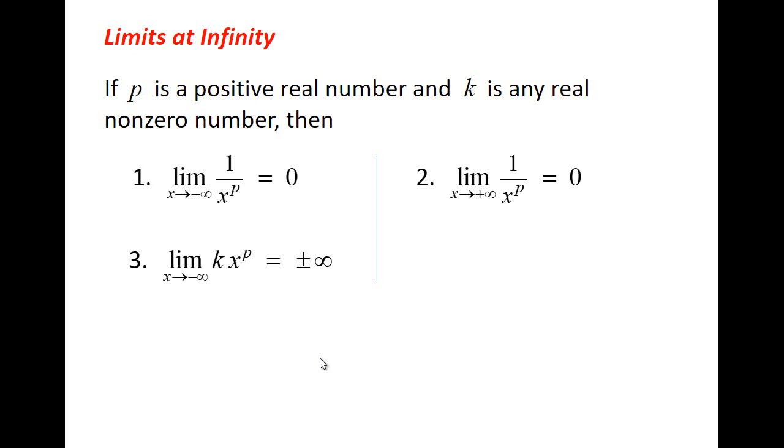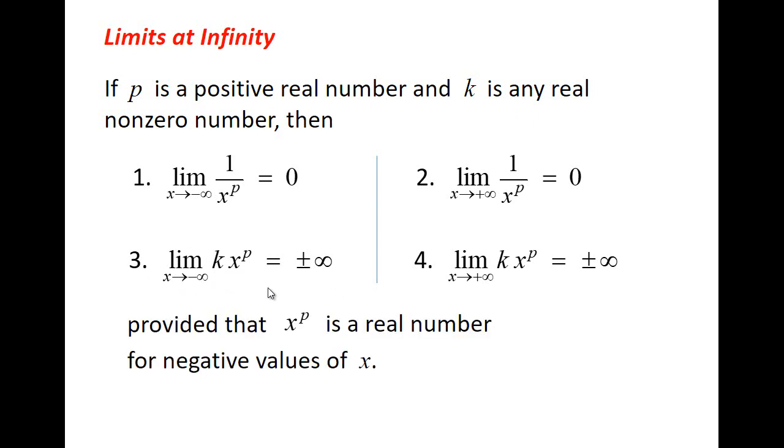The limit of k times x to the p as x goes to negative infinity or positive infinity will be either infinity or negative infinity, depending on what k is and depending on what p is. But one thing for sure, if p is a positive real number and k is a non-zero real number, then these two limits would be either infinity or negative infinity.